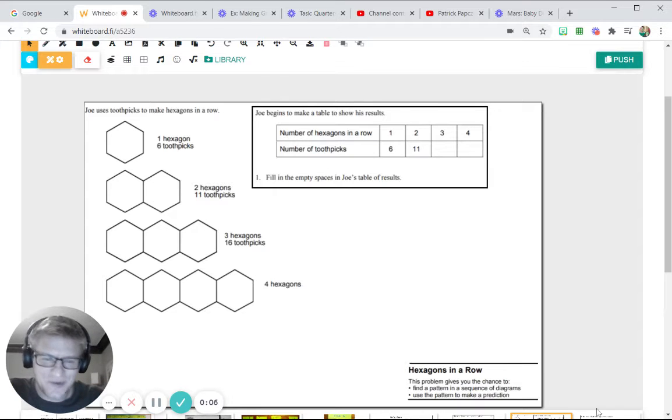It's called hexagons in a row. It's all mixed up on this one, but hexagons in a row, and we're talking all about number patterns. It says down here, this problem gives you a chance to find a pattern in a sequence of diagrams. Use the pattern to make a prediction. Yeah, that's what we're talking about.